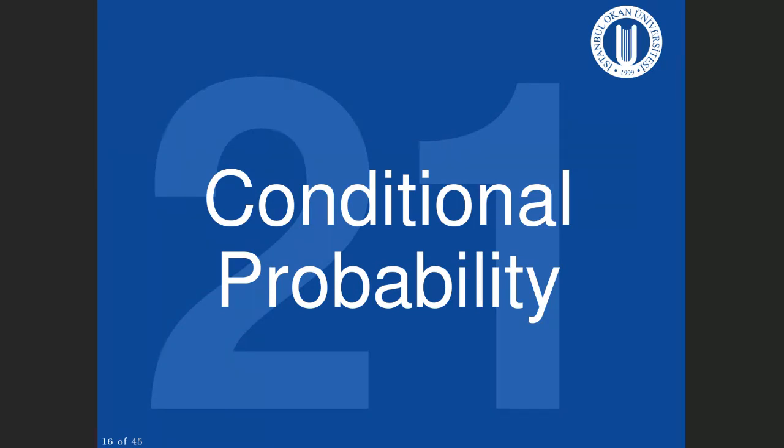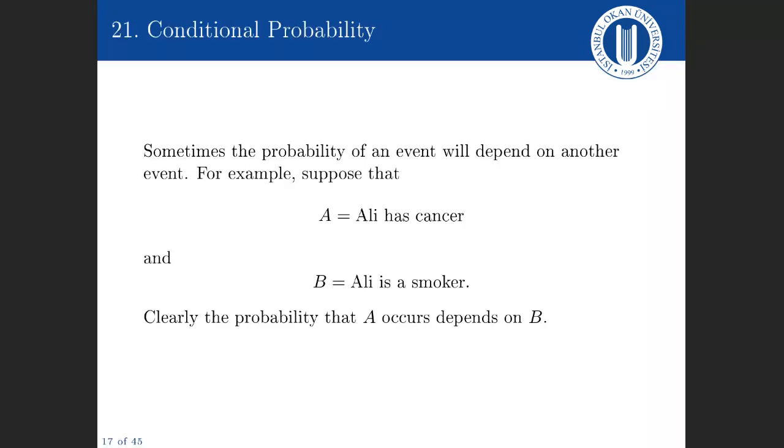Our second chapter for this week is conditional probability. Sometimes the probability that an event will occur will depend on another event. For example, let's suppose A is the event Ali has cancer, and let's suppose B is the event Ali is a smoker. Then we know that these two events are connected. Whether or not Ali is a smoker will affect the probability that Ali has cancer.